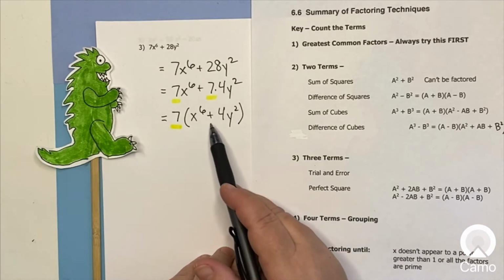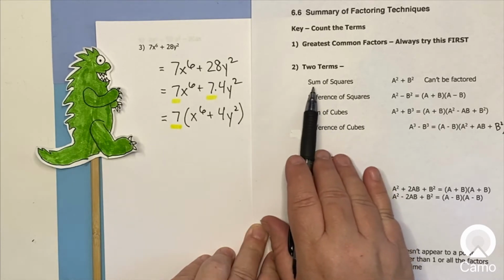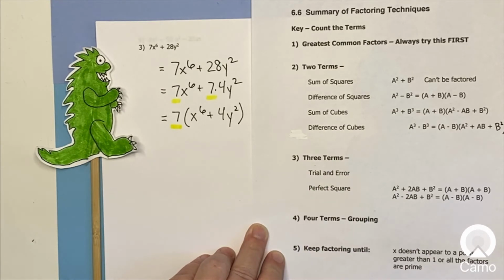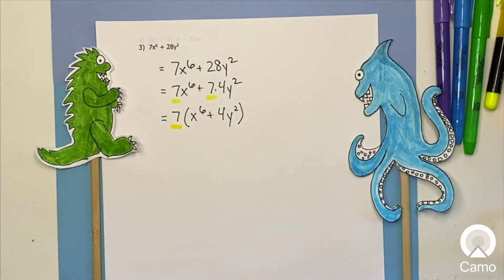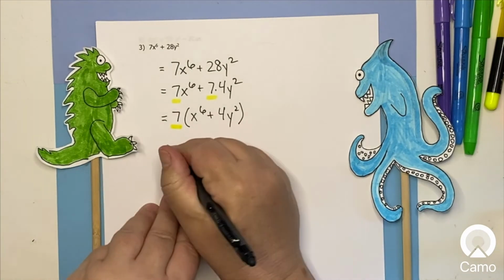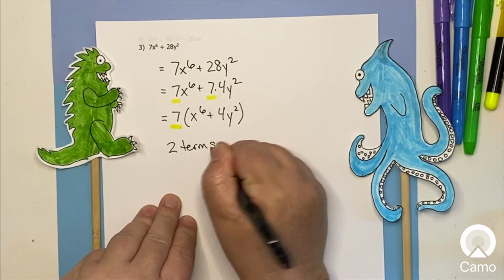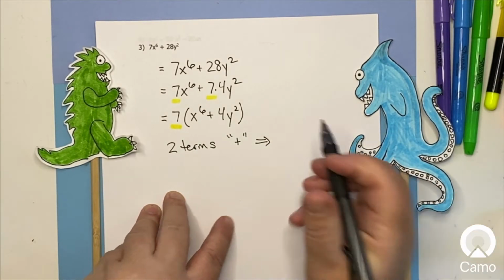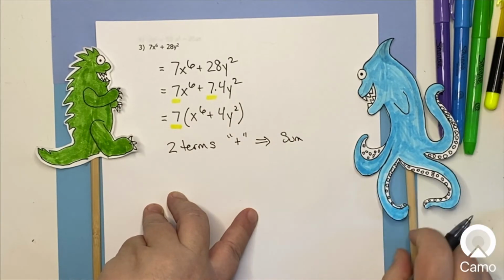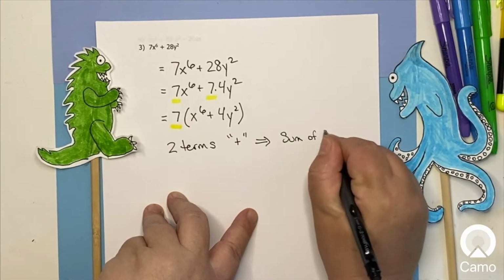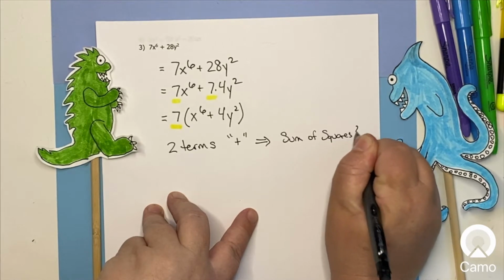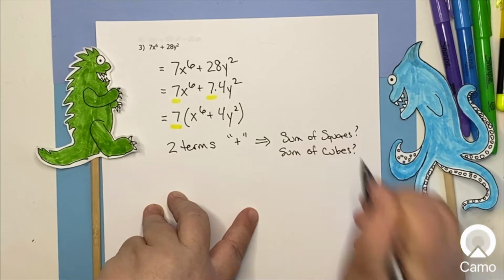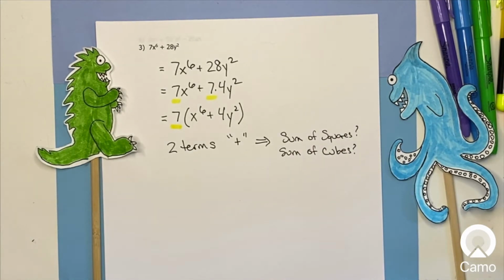I see that I've got a plus in the middle. So this is either going to be a sum of squares or a sum of cubes if it's going to match anything. So let's take a look. 2 terms and a plus means we might have a sum of squares or a sum of cubes. So let's take a look if we've got either of them.